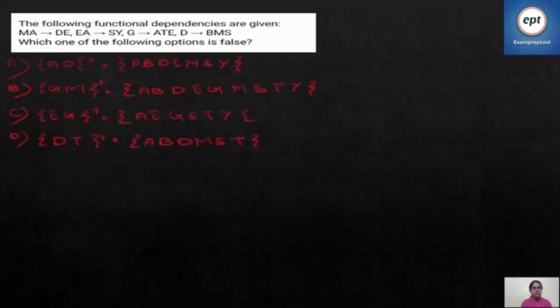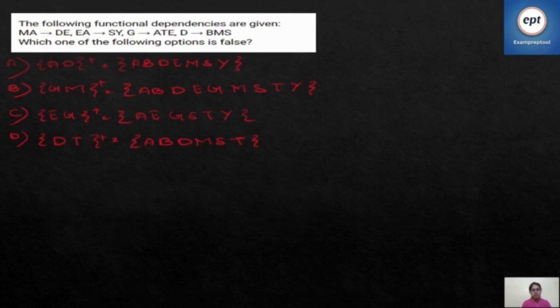So the first question is: the following functional dependencies are given. MA derives DE, EA derives SY, G derives ATE, and D derives BMS. The options are given below, where they have taken the closure of these dependencies. We have to see which is the correct closure, like whether AD is correct, or GM, or EG, or DT. Out of all these, we have to identify which is the false closure.